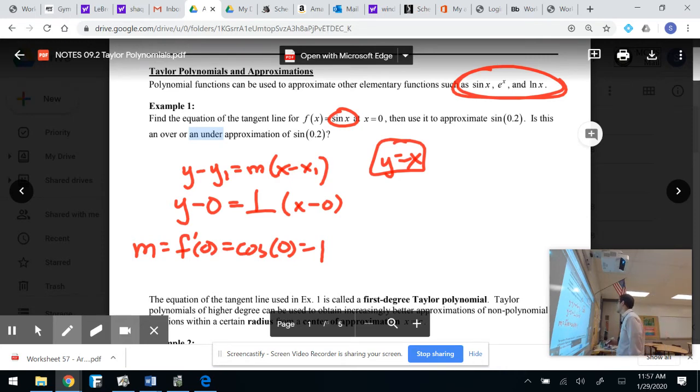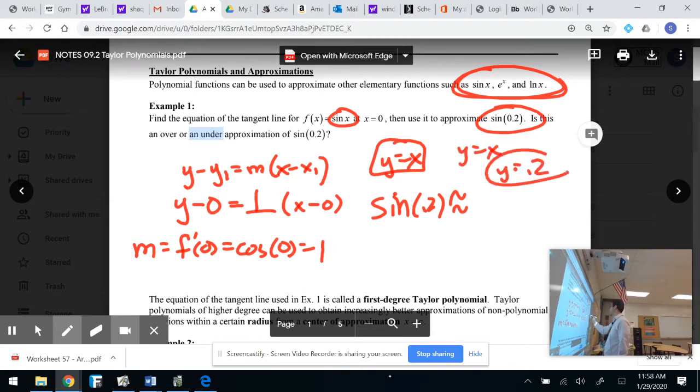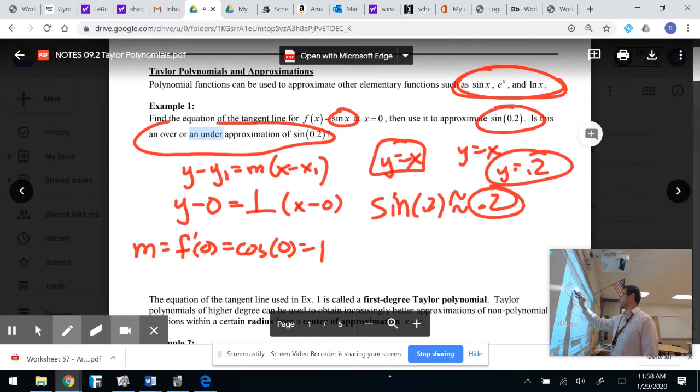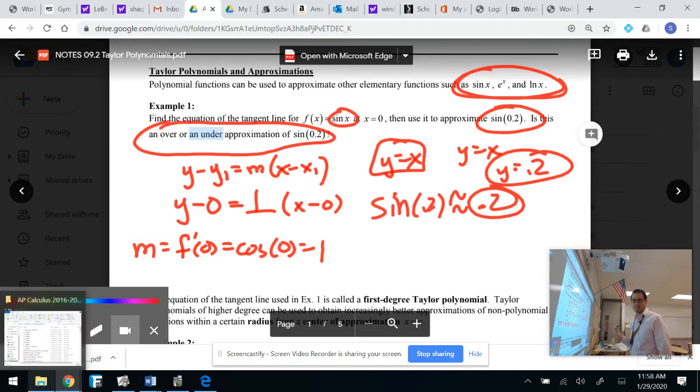Now they're telling me to use that to approximate sine of 0.2. So then I could say sine of 0.2 is approximately equal to y equals x. Well, if x is equal to 0.2, y is equal to 0.2. So there we go. There's the approximation. Now, they continue this question, and they ask me if that ends up being an over or an underestimate.